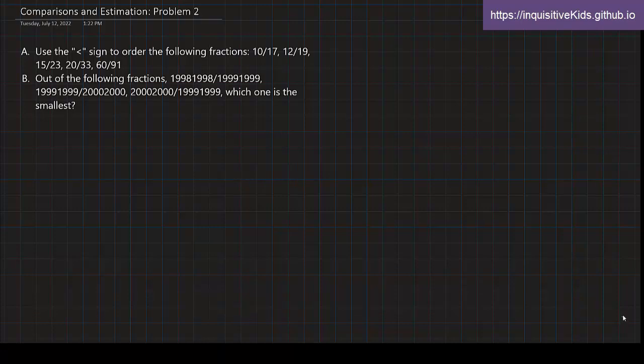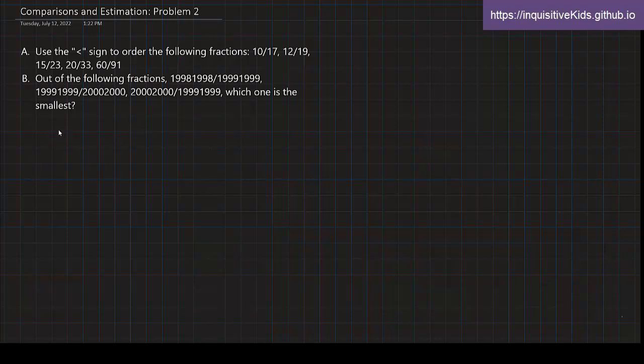Alright, so here we have problem 2, and there's actually two smaller problems within this problem. So let's first look at question A. Use the less than sign to order the following fractions. And you see a jumble of random numerators and denominators. And it's 10 17ths, 12 19ths, 15 23rds, 20 33rds, 60 over 91.